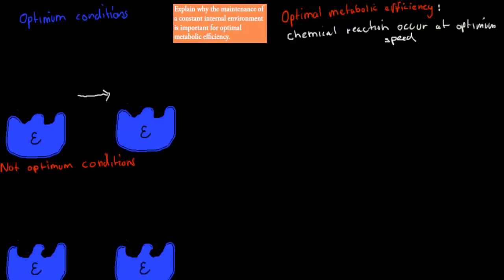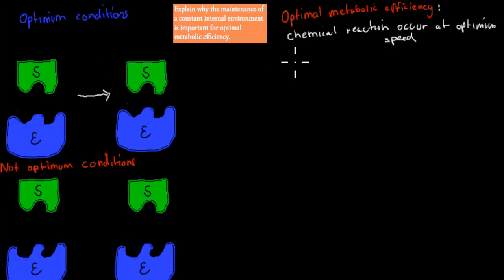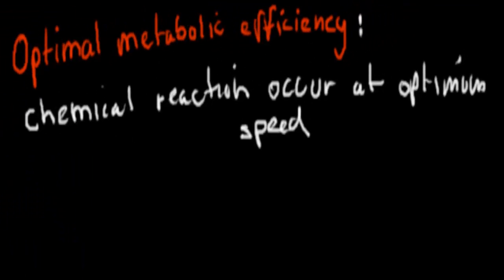So here we have two things. First I'm going to go over the definition of metabolic efficiency, and then I'll talk about optimum conditions. So the optimum metabolic efficiency is just how fast chemical reactions occur, and that these chemical reactions occur at the optimum speed. So for example, we have glucose breaking down to make ATP, that's a chemical reaction, or we have amino acids coming together to form proteins, that's also a chemical reaction. And these occur at your optimum speed, so at the normal speed that they should occur at. That's your optimum metabolic efficiency. So that's what that word means: that the chemical reactions occur at a normal speed.